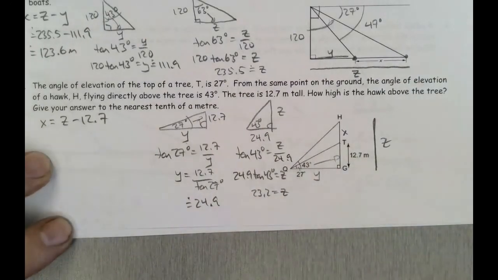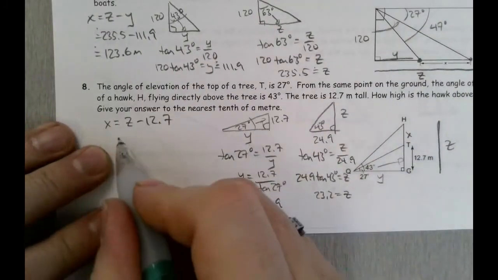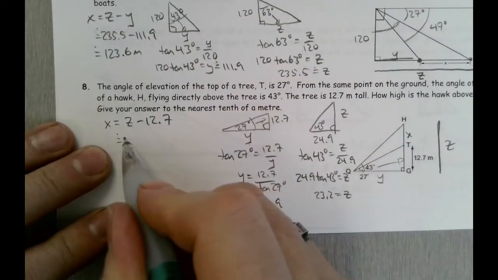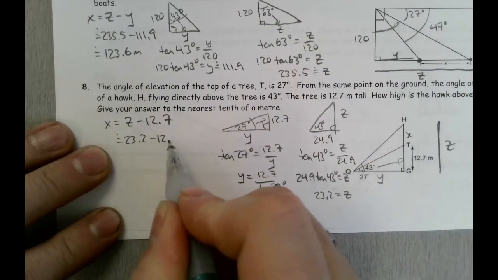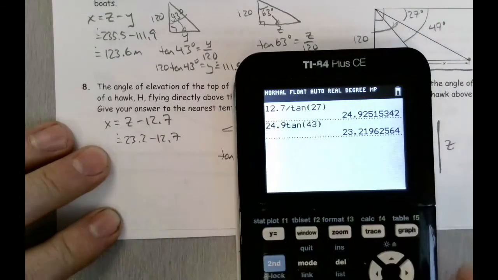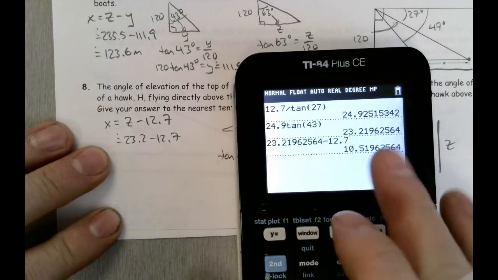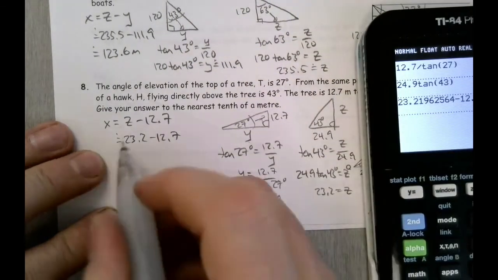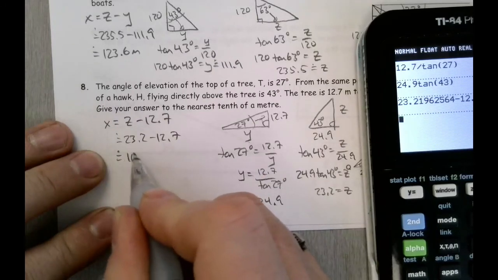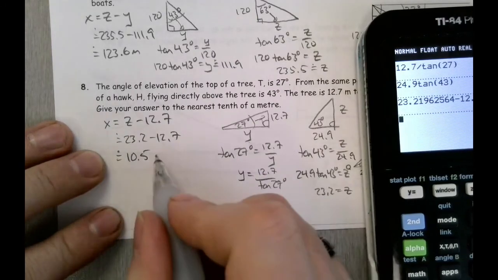Okay. So now I've got z, so now I can come over here, and this is going to be approximately 23.2 minus 12.7. So I'll go up, grab 23.2 minus the 12.7. And to the nearest tenth of a meter, that hawk is approximately 10.5 meters above the tree.